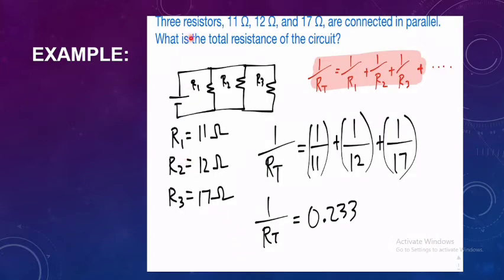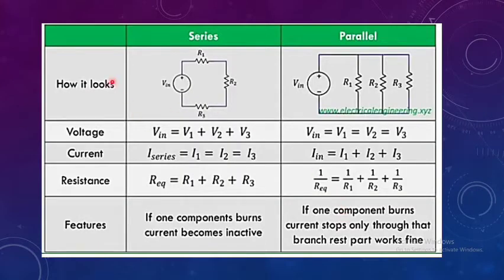Another example: three resistors, respectively 11 ohms, 12 ohms, and 17 ohms, are connected in parallel. What is the total resistance in the circuit? So we draw R1, R2, R3. By using this formula and substituting the given parameters, the 11 ohms, 12 ohms, and 17 ohms, we have a total resistance of 0.233 ohms.